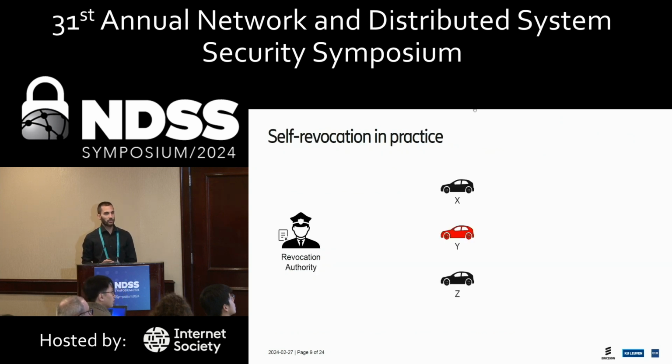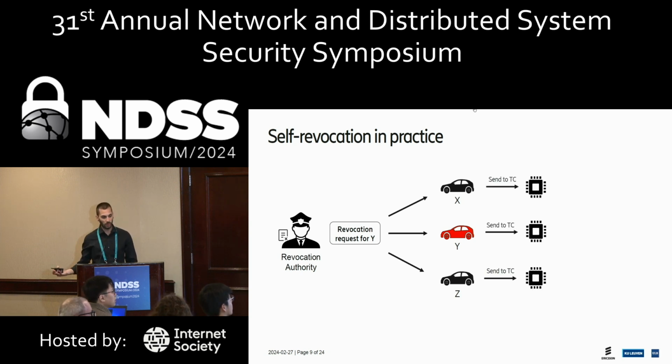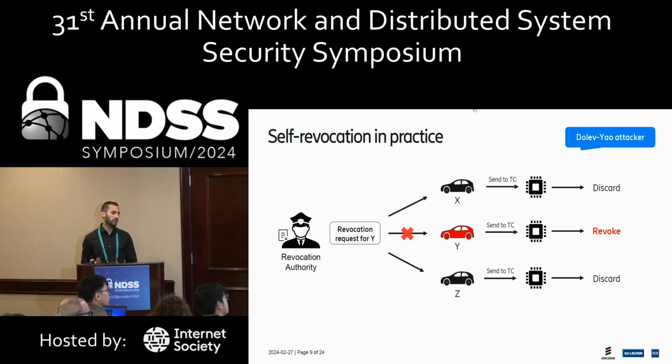And the idea of self-revocation is quite simple. It works by having a revocation request for a specific vehicle that is sent around to all the vehicles. And then this request is supposed to be forwarded to the corresponding trusted components. And then only the trusted component of that specific vehicle will react and will revoke the credentials, while the others will just discard the message. So it's a quite simple idea, and of course it has some issues. And namely, if this request is blocked in the network, or if it's not forwarded to a trusted component, there will be no revocation. So, of course, this is quite an issue for this approach.